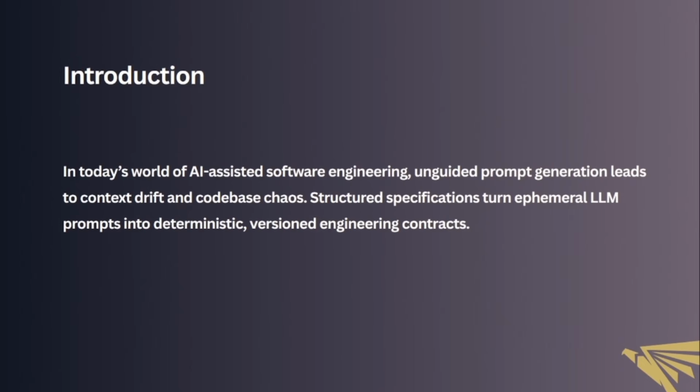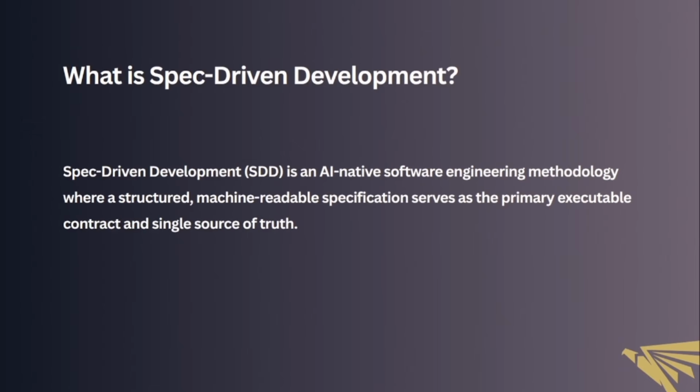Let's start with the reality of AI development today. When we give AI tools unguided prompts, it usually leads to context drift and codebase chaos. So that's where structured specifications change things. They take those fleeting chat prompts and turn them into clear vision contracts that keep our engineering predictable.